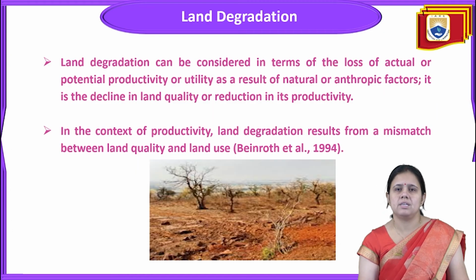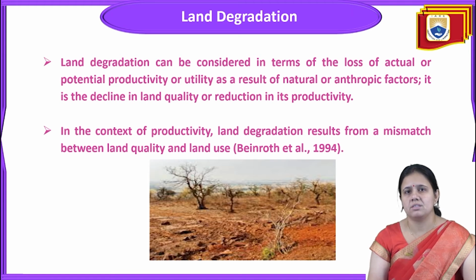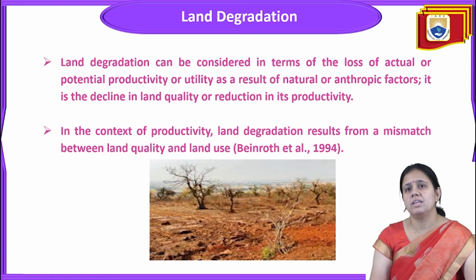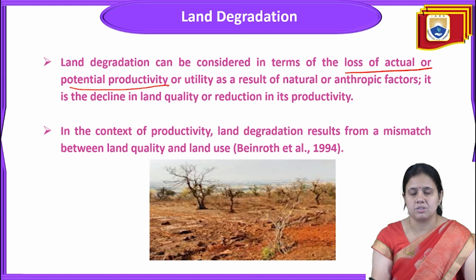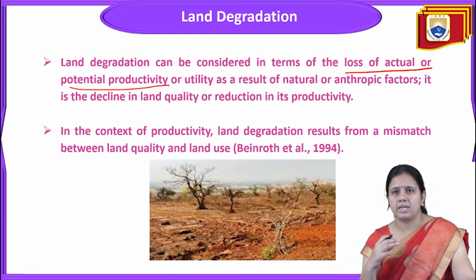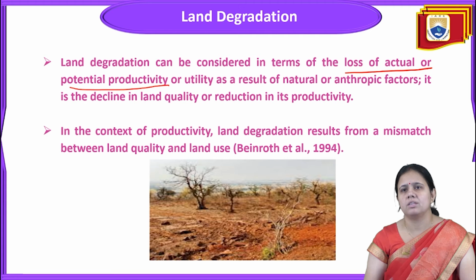Now, the next point is land degradation. Land degradation can be considered in terms of the loss of actual or potential productivity or utility as a result of natural or anthropic factors. It is the decline in land quality or reduction in its productivity. This means the actual or potential productivity has been lost due to some anthropogenic reason or a natural factor.